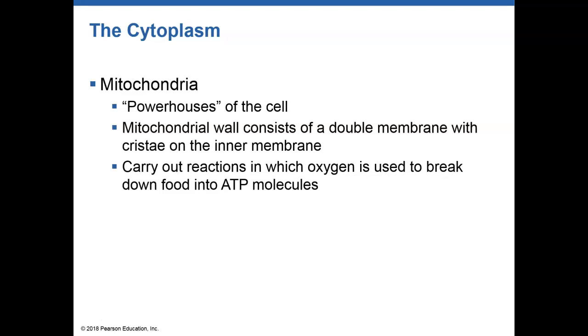So the first organelle, most people have heard of this one, is the mitochondria. Typically we call it the powerhouse of the cell. Mitochondria is where ATP is produced through a process known as cellular respiration. And ATP is the energy currency our cells use.